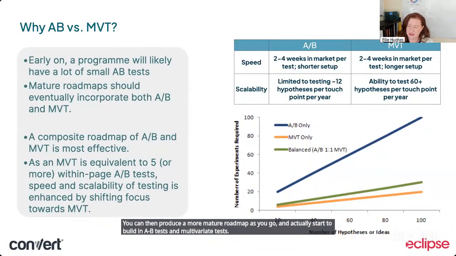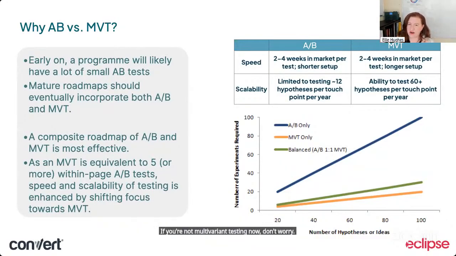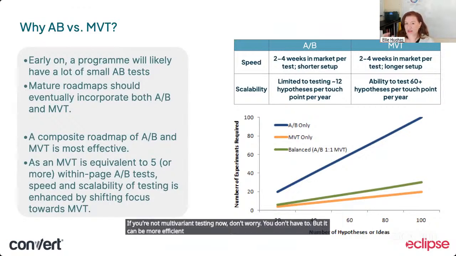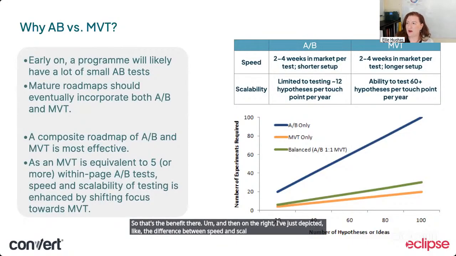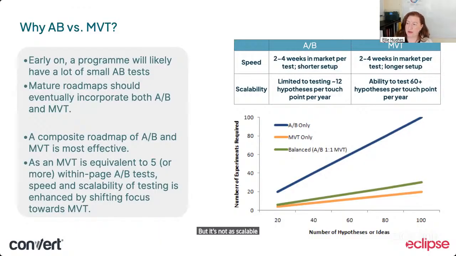If you're not multivariate testing now, don't worry. You don't have to, but it can be more efficient if you want to understand the answer to 2 things at once. Like, I want to know if the banner makes a difference at the same time as the text, and I want to know what the interaction effect is. So that's the benefit there. And then on the right, I've just depicted the difference between speed and scalability. You can go a bit faster with A/B testing, but it's not as scalable. You can't do as many hypotheses in a year.